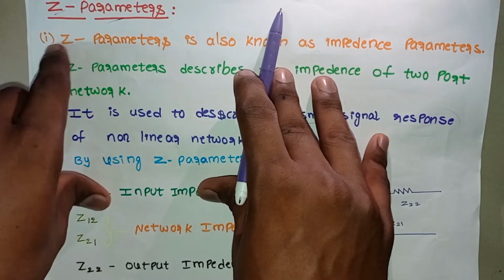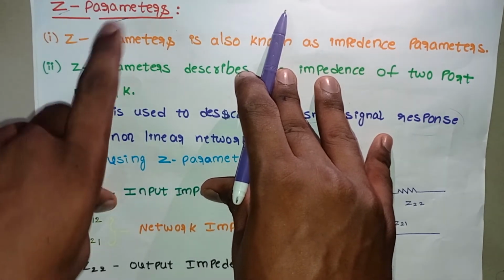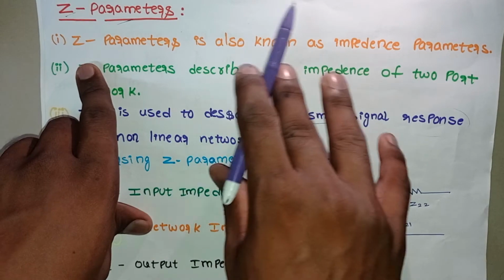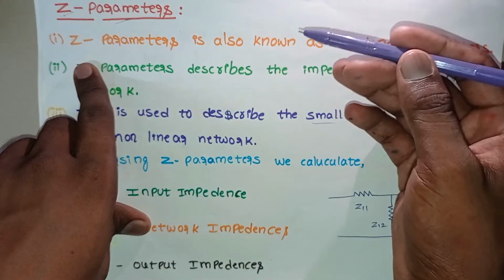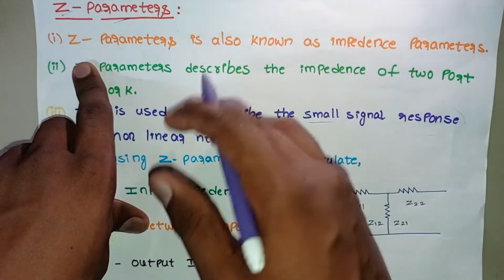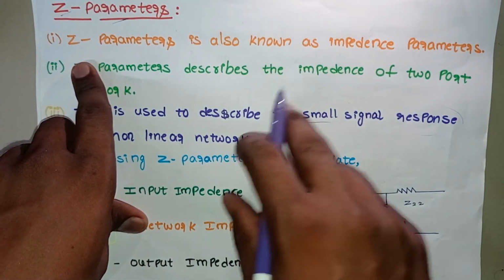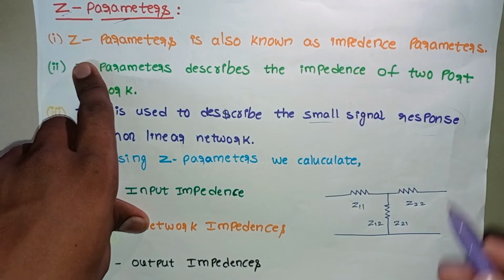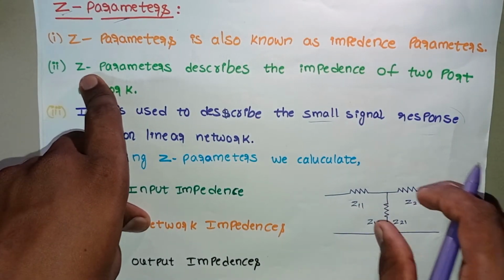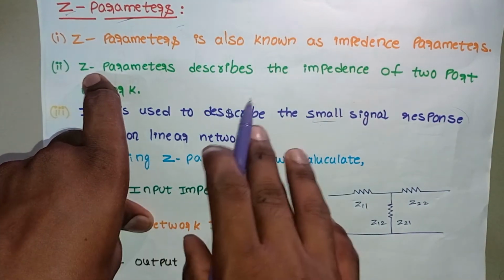Z parameters, here Z indicates impedance. Impedance parameters are also known as Z parameters. These parameters are used to find the input impedance, output impedance, and any circuit impedance in between the input and output in a two port network. That type of parameters can be calculated by using Z parameters.